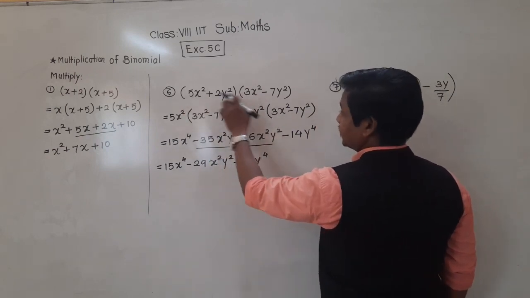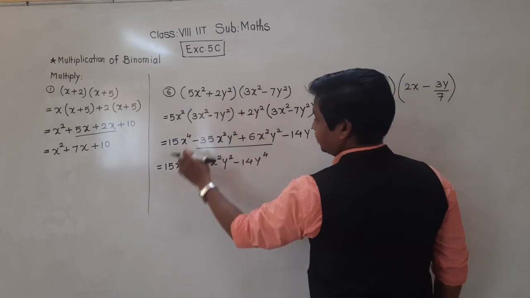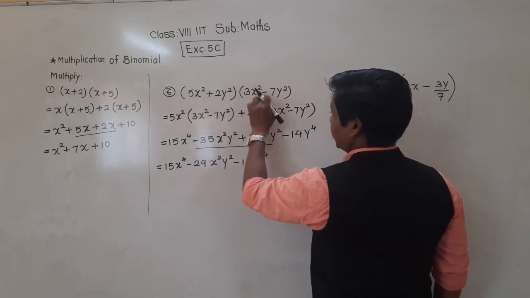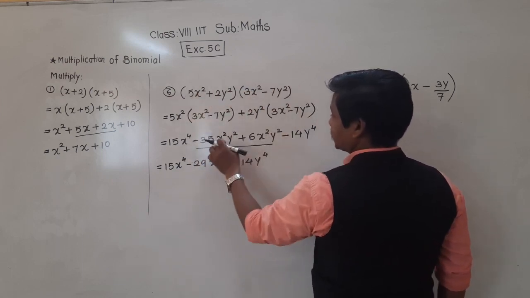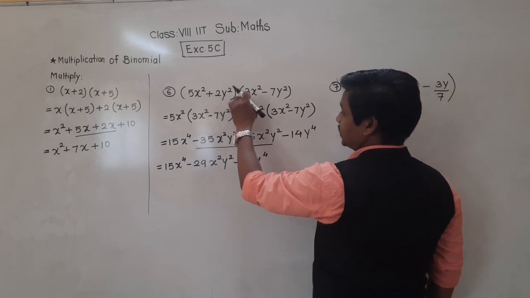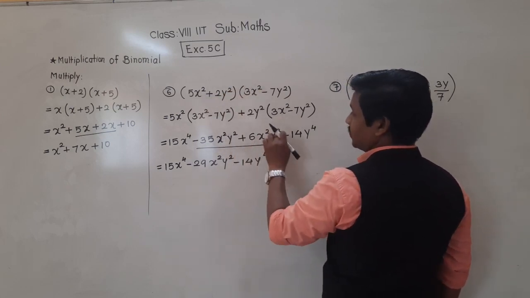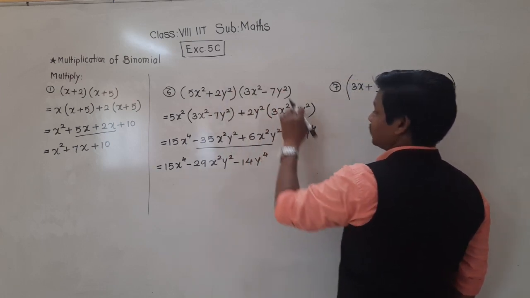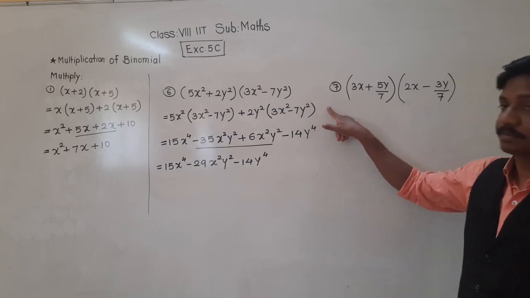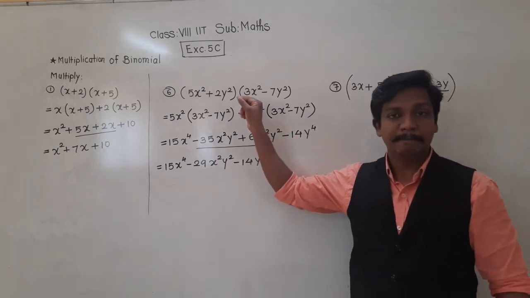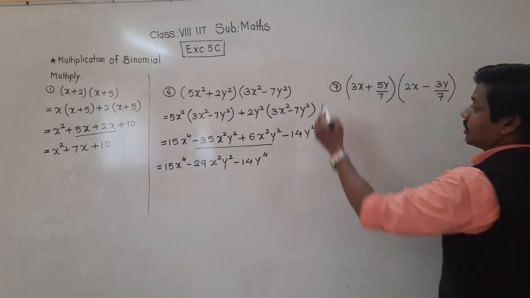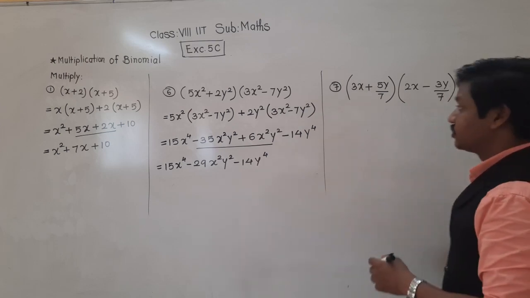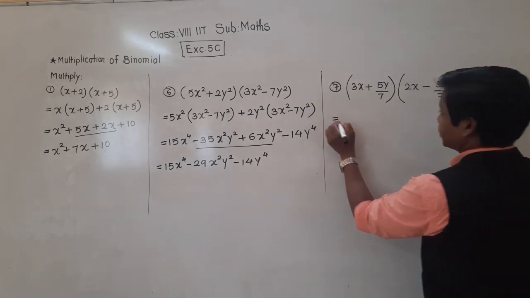5x square into 3x square, that is 15. 5 3s are 15, x square into x square, x raised to 4. Again 5 into minus 7, minus 35, x square into y square, x square y square. Then come here, 2 3s are 6, y square into x square y square. Plus minus 2 7s are 14, y square into y square, y raised to 4. So you can skip this step if you are able to do the calculation in your mind. Okay, you have to practice to do the calculation in mind. You should try to do the calculation mentally.